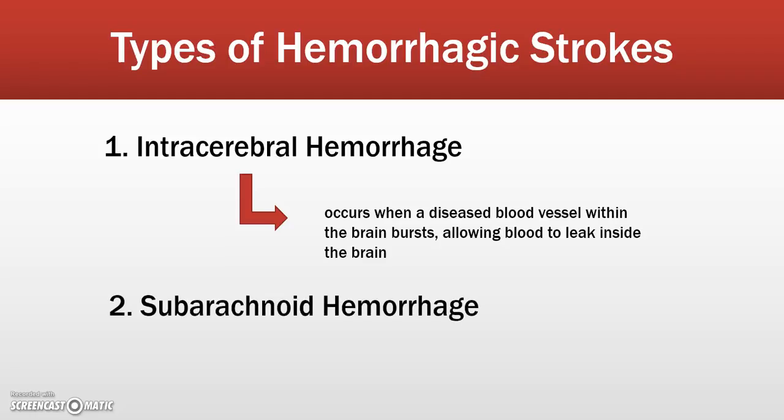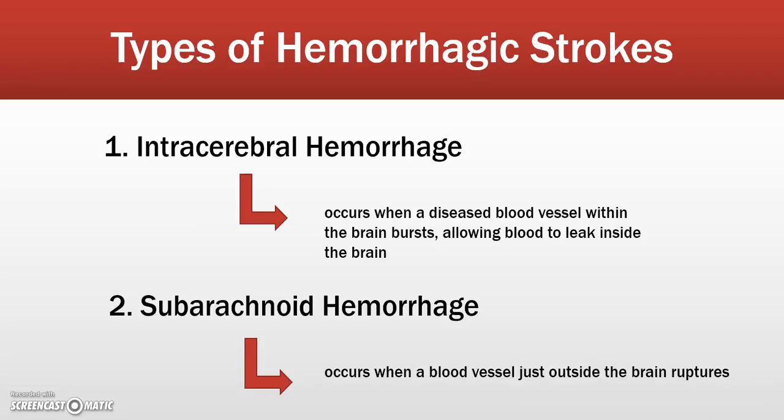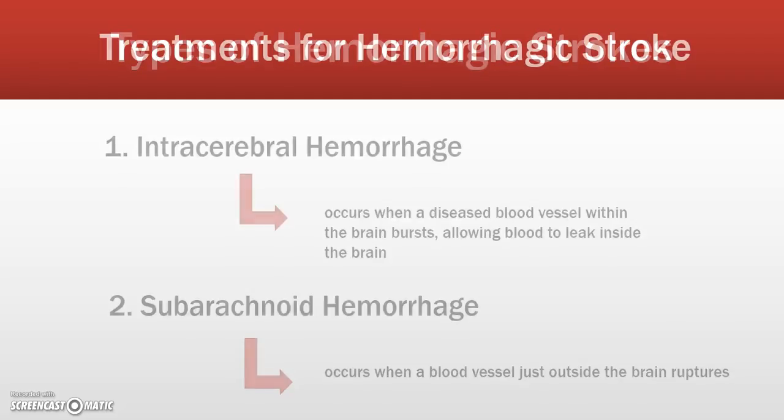Second type is a subarachnoid hemorrhage. This occurs when a blood vessel just outside the brain ruptures. When blood is released into the subarachnoid space, it irritates the lining of the brain, increases pressure, and damages brain cells.